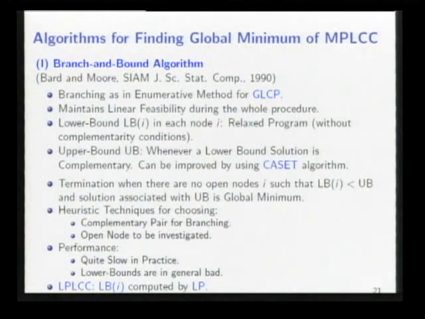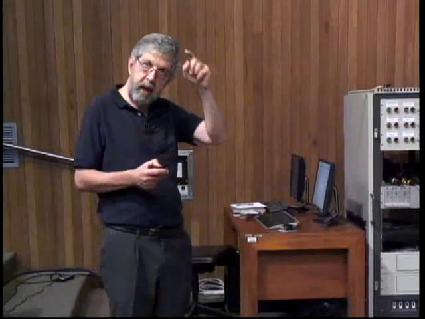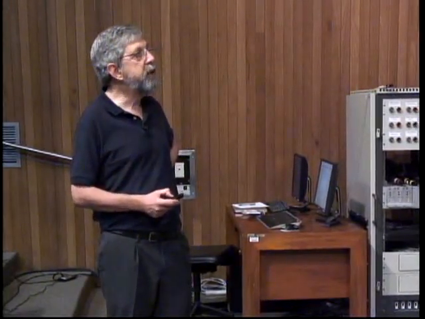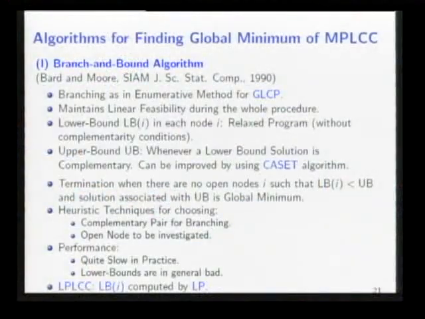The first one is the branch and bound algorithm, which is probably the most popular, and is very similar to the branch and bound method for the 0-1 integer program. The idea is you just design a tree similar to the enumerative method. It is based on the complementarity variables. In each node, you create two nodes by fixing two pairs of complementarity variables. In each iteration, you consider a relaxed program and you find a lower bound. Whenever you find an upper bound, you update it, and the algorithm stops when there is no node whose lower bound is smaller than the best upper bound. In this case, the upper bound gives the optimal solution.